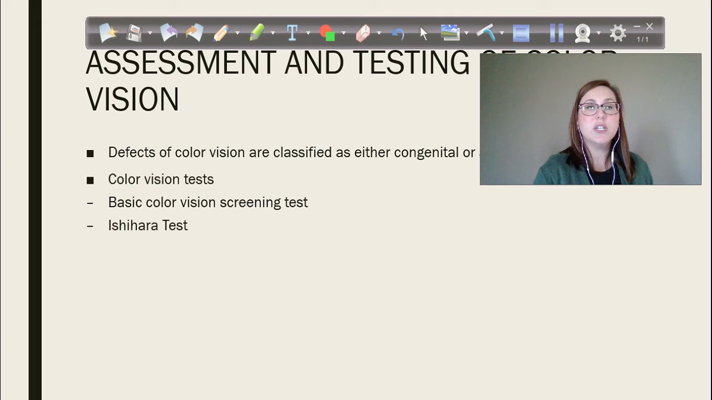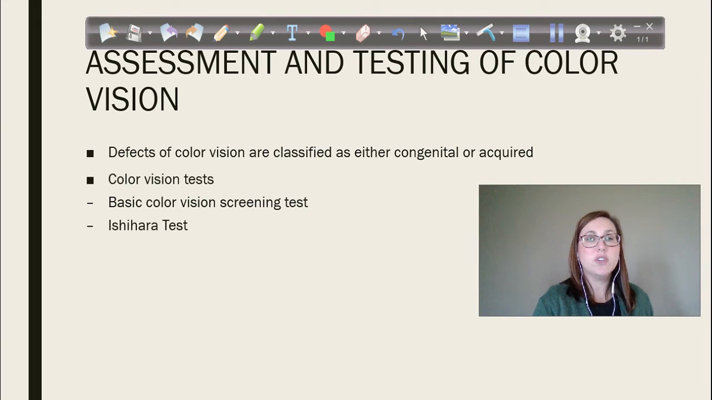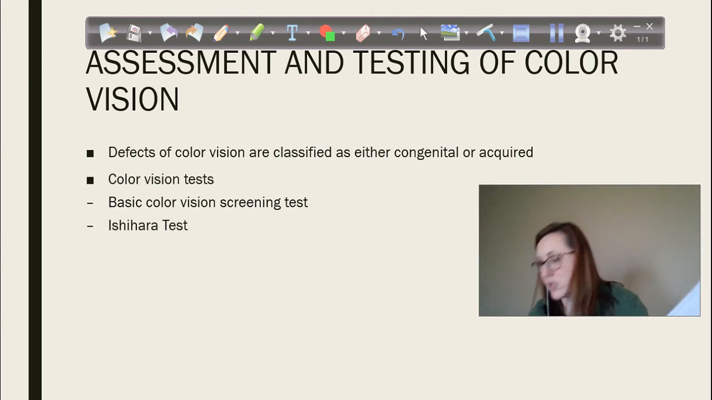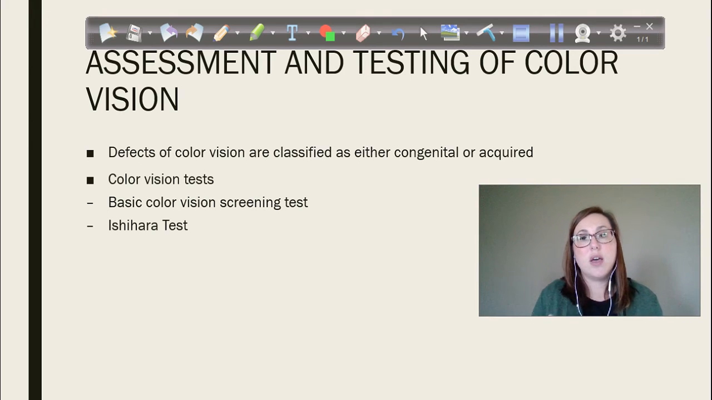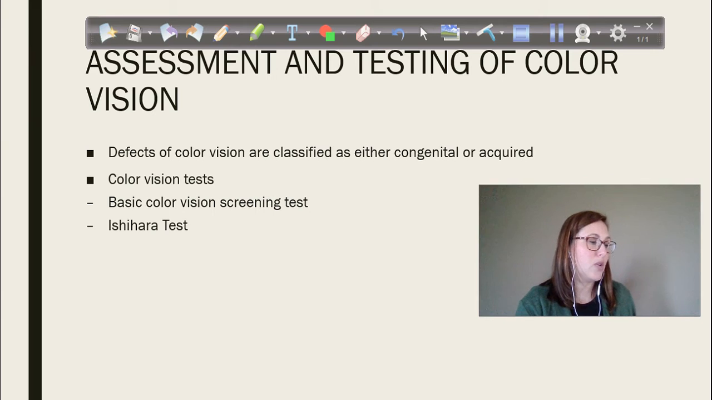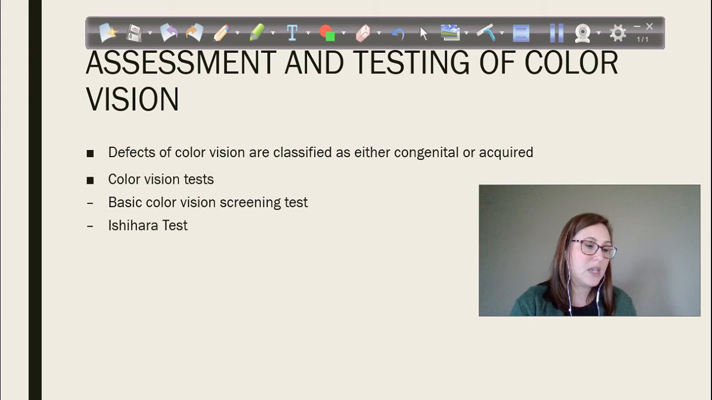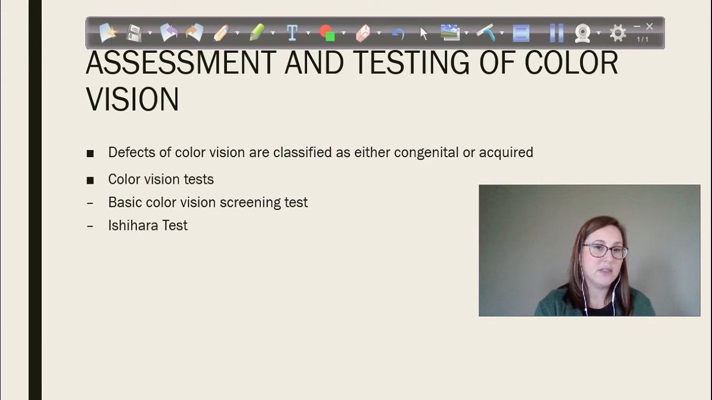So if we look at color vision, deficits of color vision are classified as either congenital or acquired, and we talked about congenital and acquired. So congenital is something you're born with. Acquired is something that happens after birth. Congenital is inherited and is present at birth. Acquired can be from an eye injury or a brain injury or a disease, maybe a medication that's affected their eye.